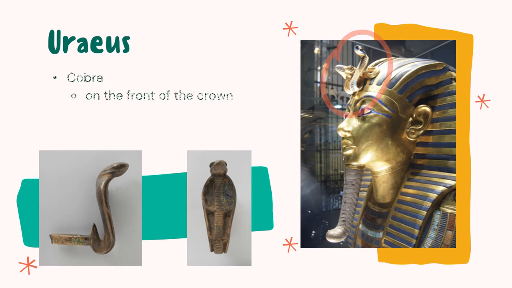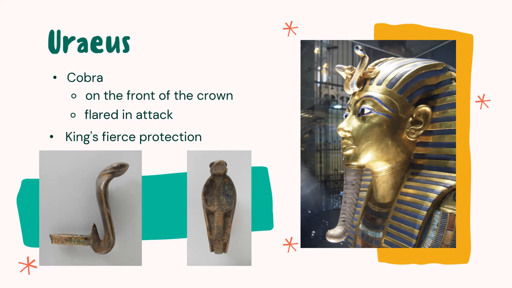The uraeus was another important symbol of power worn on the forehead of a pharaoh. The uraeus was the head of a cobra or snake that was placed on the front of the pharaoh's crown with its hood or neck flared in warning of attack. This snake represented the king's power and strength, especially to his enemies, and showed his people that they were under his protection.